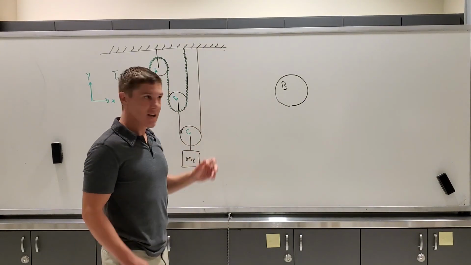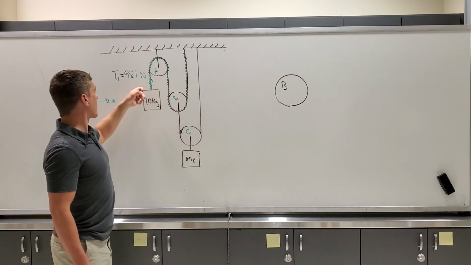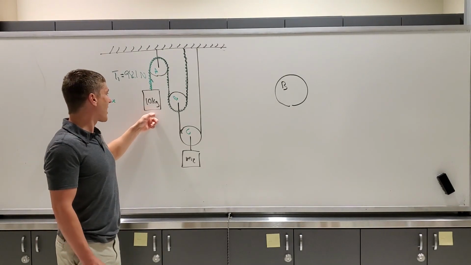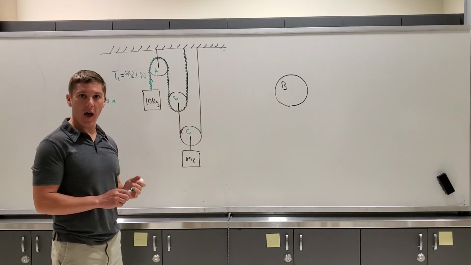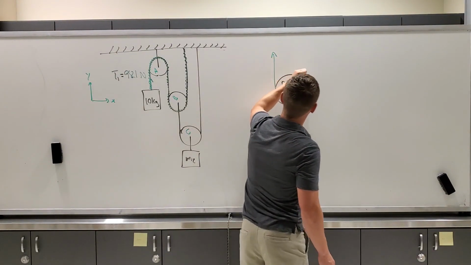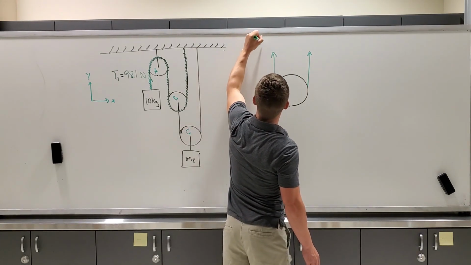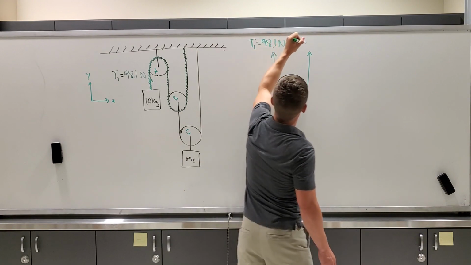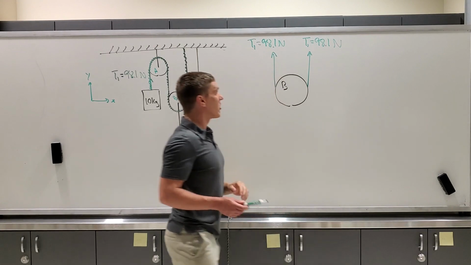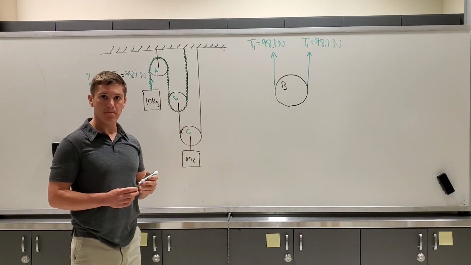If that's the case, let's jump into our free body diagram, and we can see that tension 1, that continuous rope that we solved for in the free body diagram of mass 1, is also acting on pulley B. So if I come back to here, we have that tension 1 is acting on both sides of pulley B. So we have T1 equal to 98.1 newtons, and another T1 equal to 98.1 newtons. So we have two tension 1s, both directed upwards, acting on pulley B.